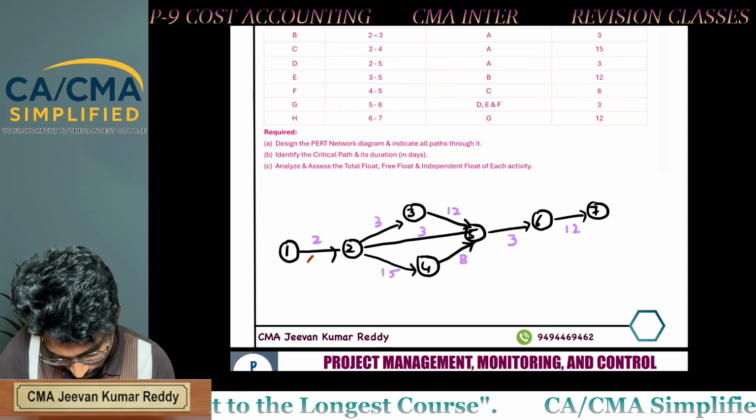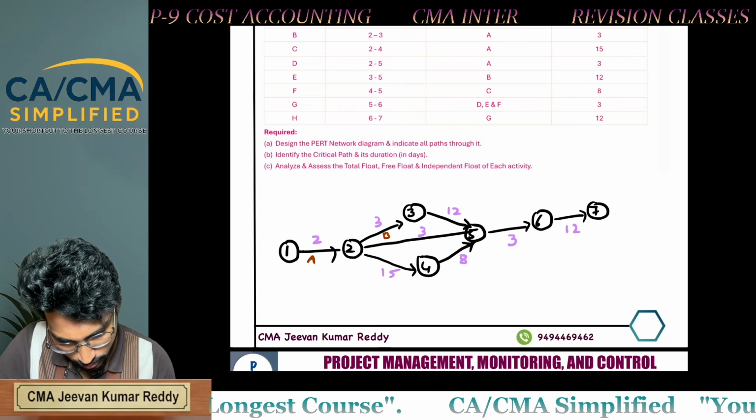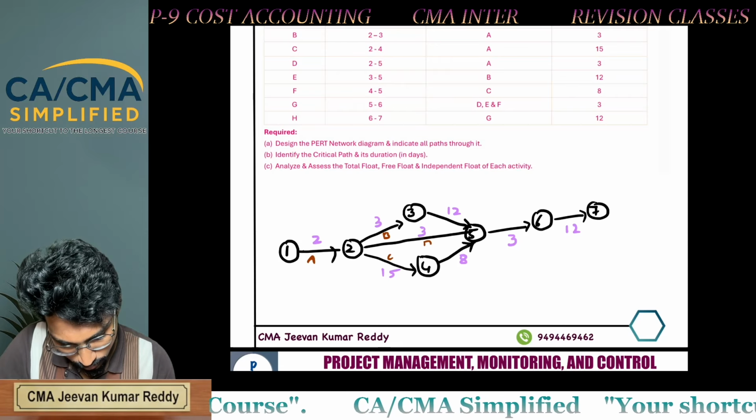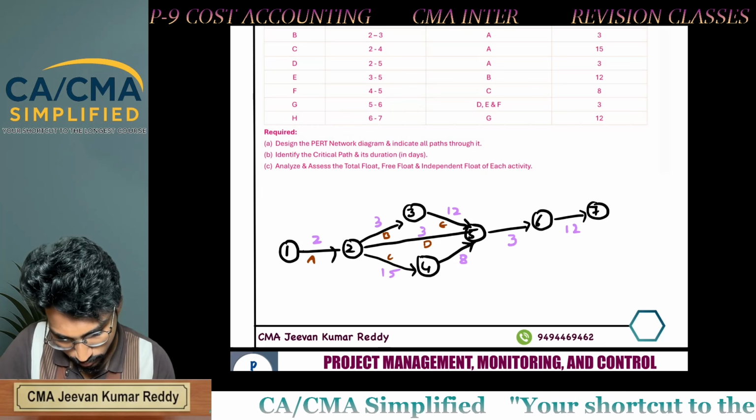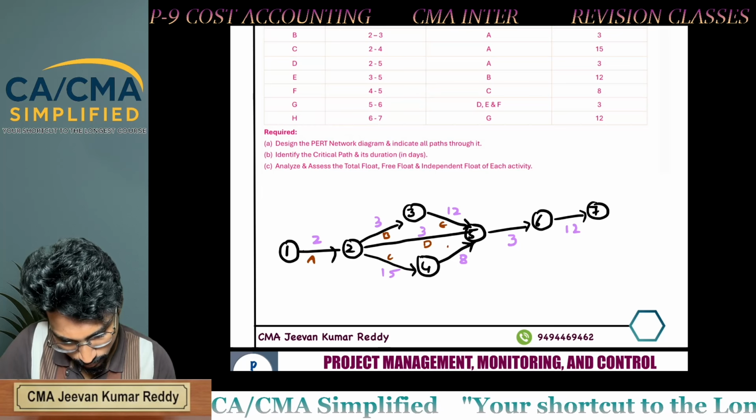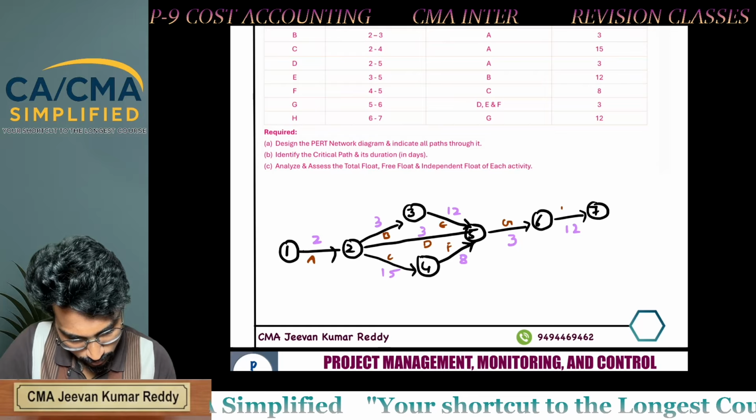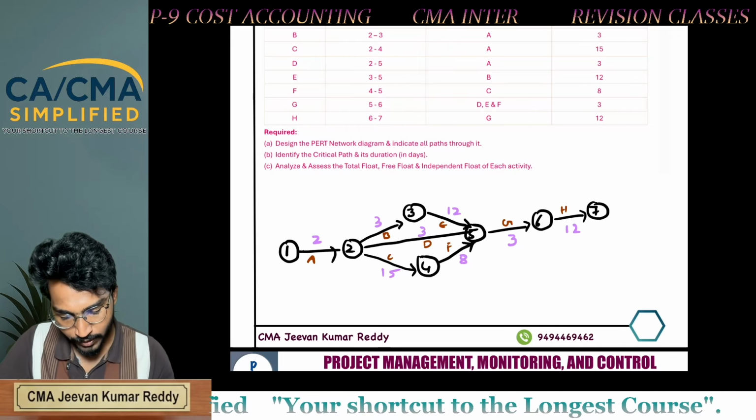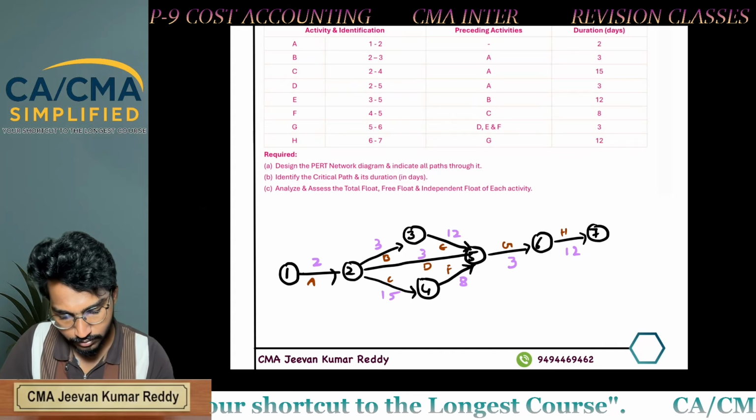This is A, this is B. Next C is 2 to 4. D is 2 to 5, E is 3 to 5, F is 4 to 5, G, H. Next, now calculate E and L.